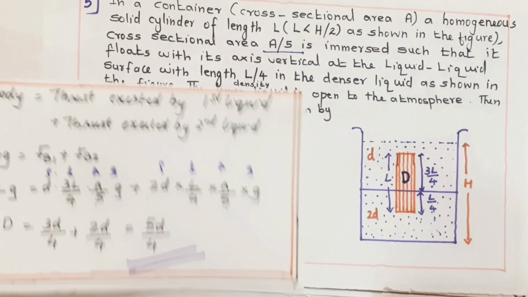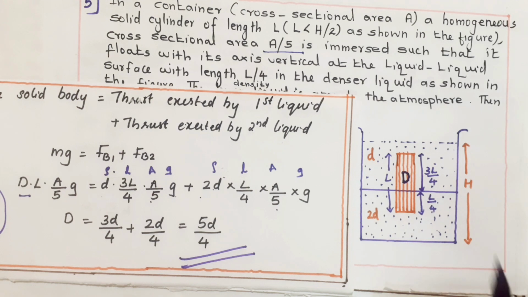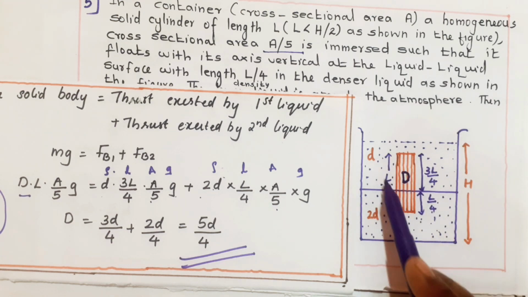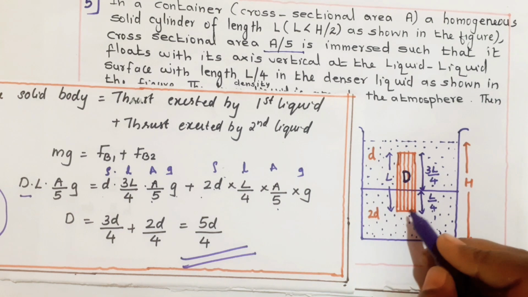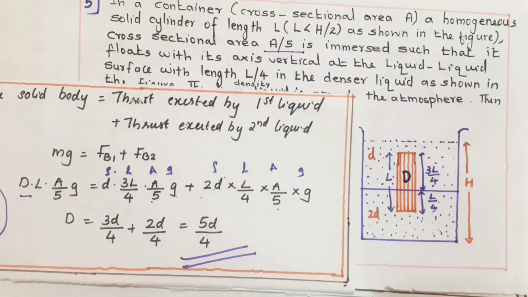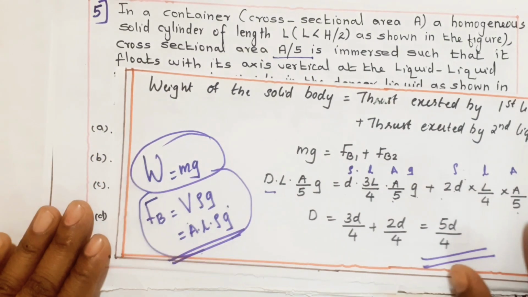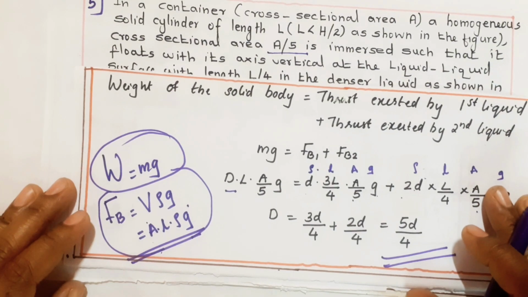So see the question again. A body we are immersing in a beaker containing two liquids of two different densities, 2D and D. This body has L by 4 part lying in the lower liquid and 3L by 4 in the upper liquid. You remember this body has a weight. The weight of the body should be equal to the upthrust of both fluids. Upthrust is called the buoyant force. When a body is lying in a fluid, there will be an upthrust.